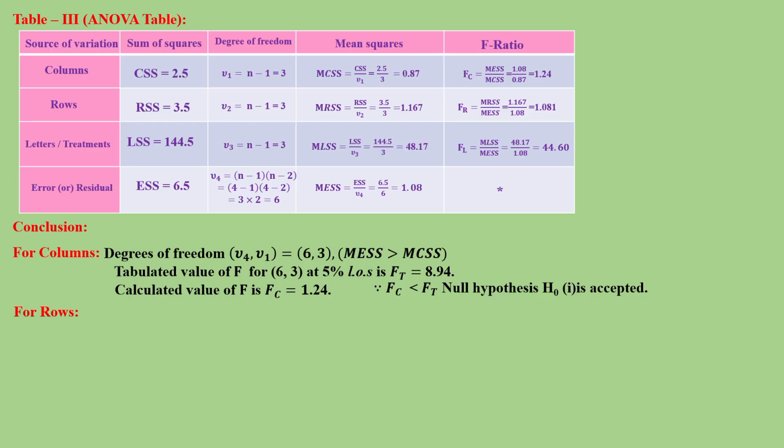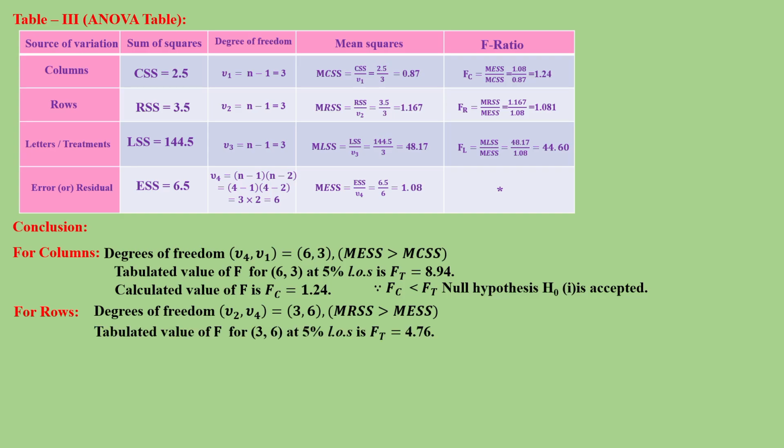Next rows, degrees of freedom V2, V4, right? Here V2 is greater than V4 because MRSS is greater than MESS. So at 5% level, 3,6 degrees of freedom, FT is equal to 4.76. This is from the F table, statistical table. So the calculated value of FR is equal to 1.08. So 1.081 is less than 4.76. Therefore, FR is less than FT. Null hypothesis 2 is also accepted.